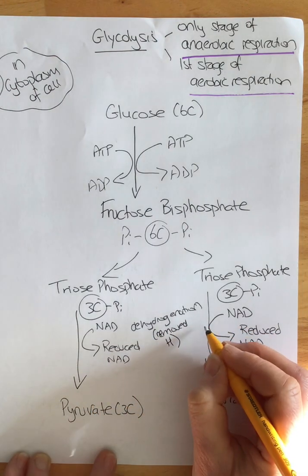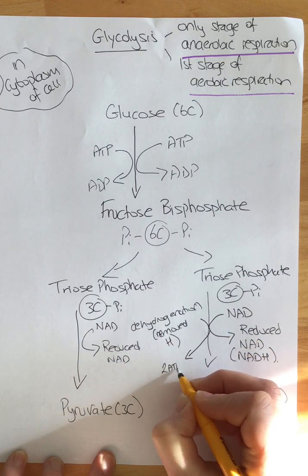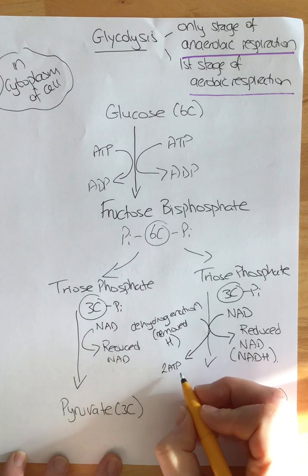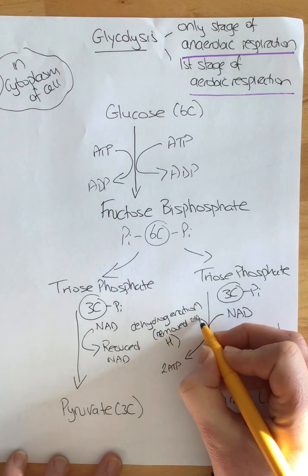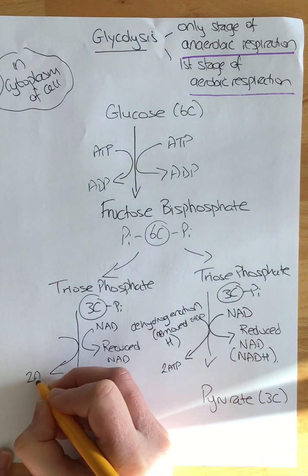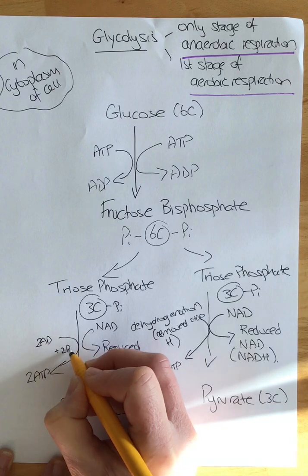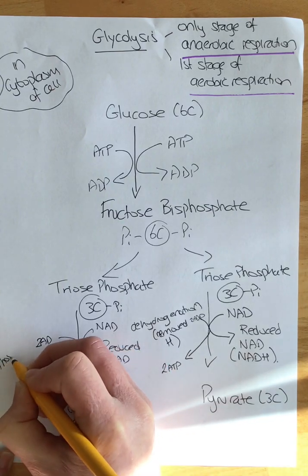And at the same time as well, enough energy is released to form 2 molecules of ATP. So to allow the phosphorylation of 2 ADP molecules to 2 ATP. So 2 ATP for each of those. So that will be phosphorylation has occurred.